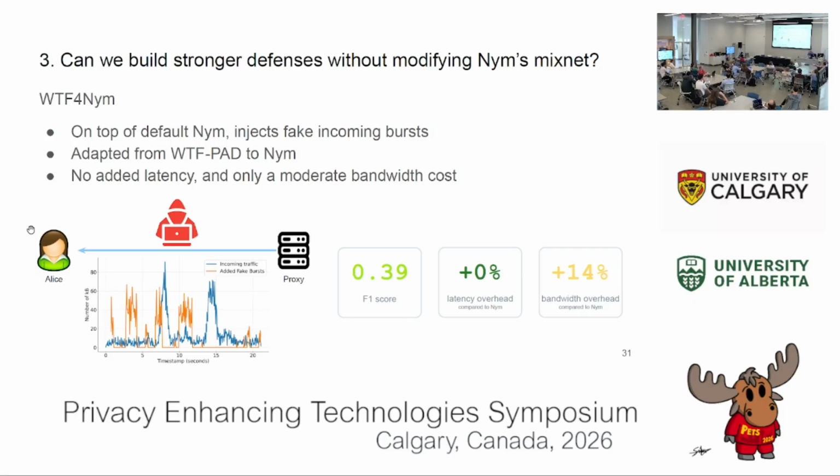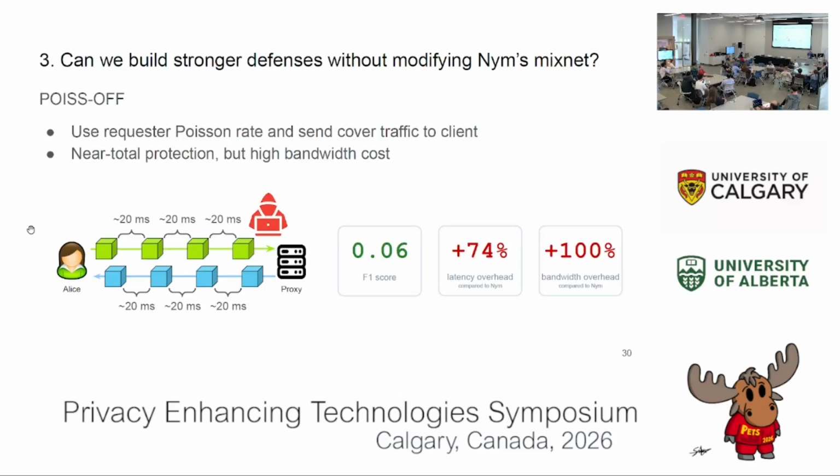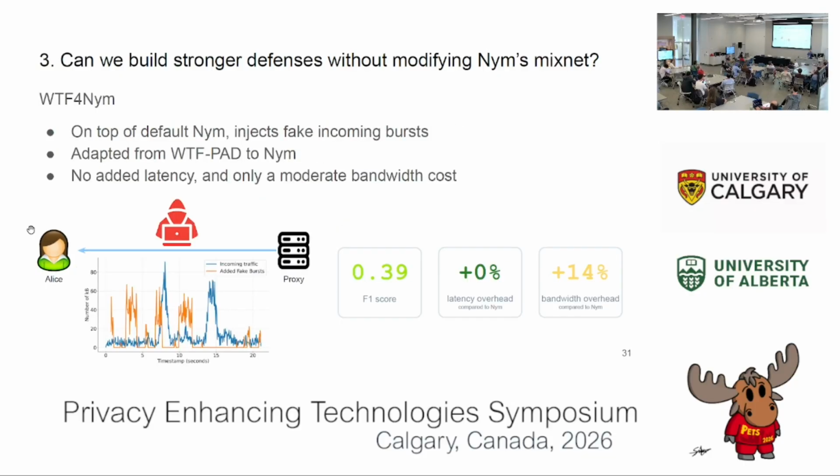The second defense we propose is the one that will have less overhead. How this defense works is that we add some fake bursts in a similar way as WTF-PAD. These bursts are learned from real bursts, and then the adversary will struggle to find patterns, and the F1 score drops to 0.39. We still have some bandwidth overhead because of course we add the bursts, but very limited if you compare it to Poisson, which was very high.